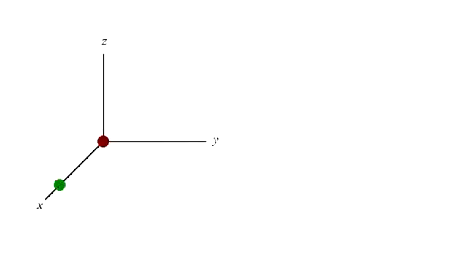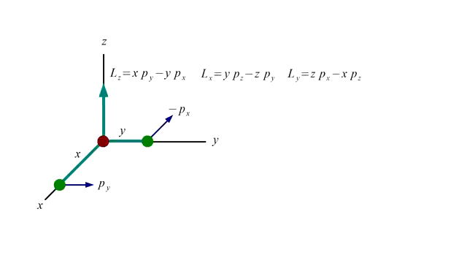Specifically, if a particle is on the x-axis, a distance x from the origin, and is traveling in the y direction with a linear momentum py, then the angular momentum vector is in the z direction with magnitude x py. A particle on the y-axis, a distance y from the origin, traveling in the minus x direction with linear momentum minus px, will contribute minus y px to this component of the angular momentum. The combination of these gives the z component of angular momentum for a particle at any position with any linear momentum. We can likewise work out the angular momentum components along the x and y axes.